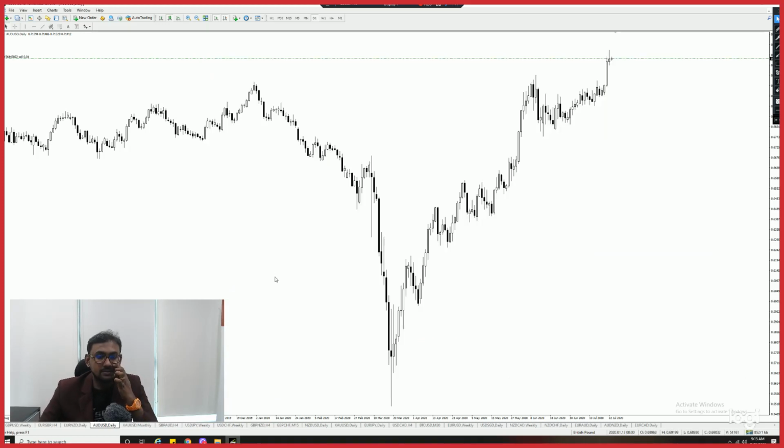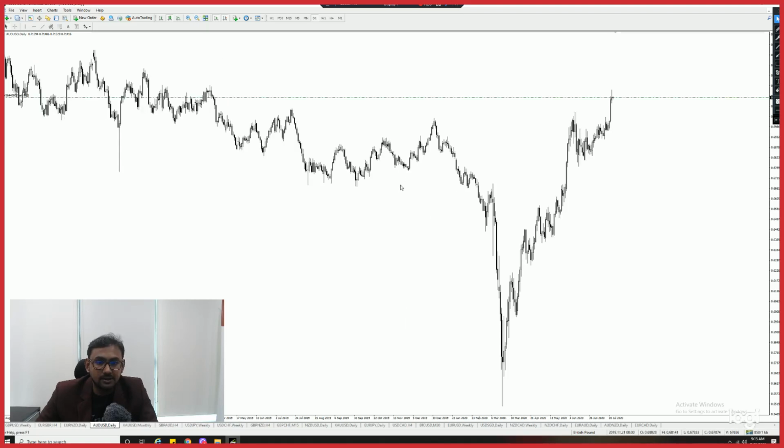Now if you see Australia and USD, this is one of the amazing trade setups which I took. If you see up to this point, let me mark up to this point. Okay, let's mark before and after.